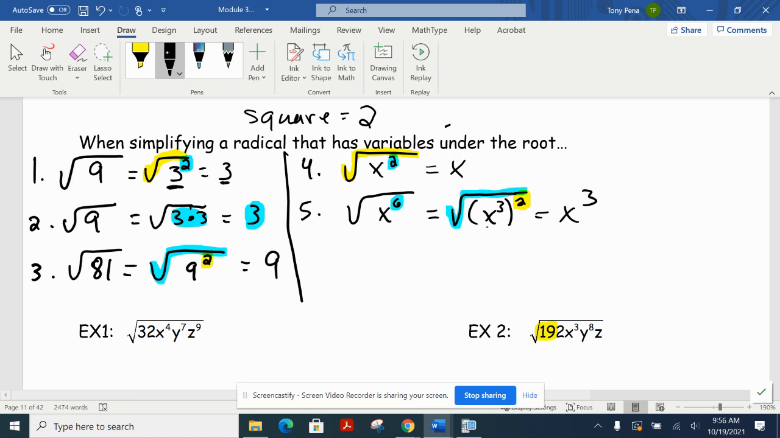Okay. Another way to approach this, let's say I have x to the 6 and we want to simplify this. Doesn't that mean I have 6 x's underneath? So write out 6 of those bad boys.